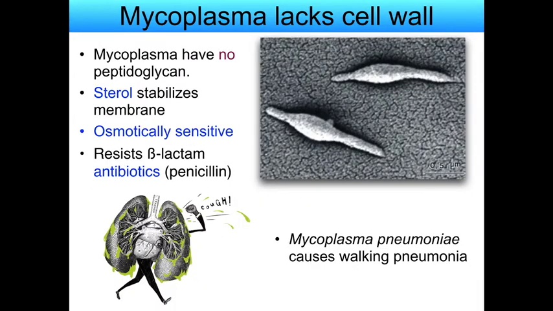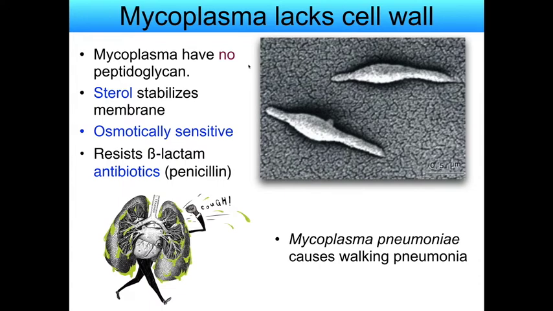Now, in contrast to the mycobacteria, the mycoplasma have no cell wall. Don't confuse mycoplasma with mycobacterium. So mycoplasma have no peptidoglycan. Their membranes are stabilized by sterol, just like humans. Humans have membranes that are stabilized by cholesterol. Mycoplasma can have cholesterol in the membrane, but it has other sterols as well. And even though it has sterol to stabilize the membrane, they're very osmotically sensitive.